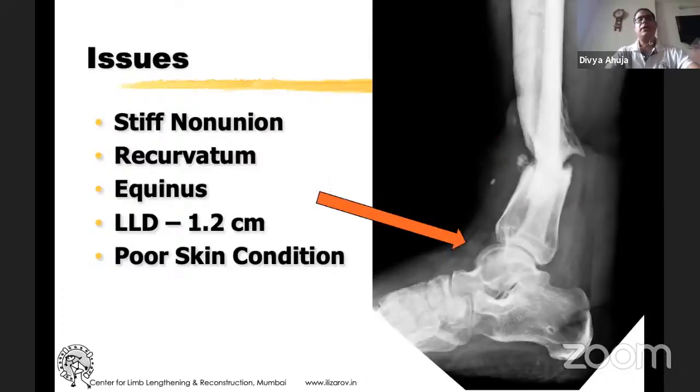He also had this equinus, which is visible here. He was walking with the foot plantigrade, but if you can see here, the anterior talus is uncovered, and there is relative equinus between the distal fragment and at the ankle. And this equinus was leading to that recurvatum force at the non-union constantly.